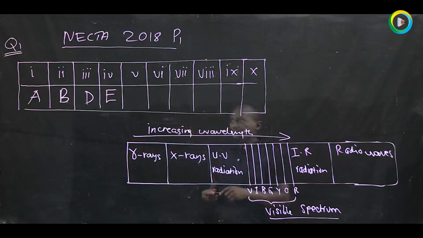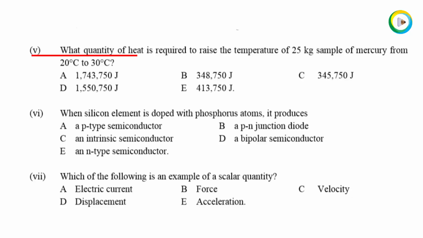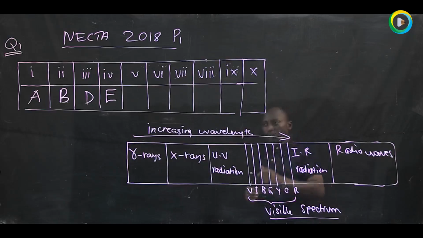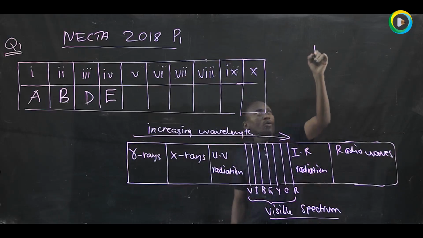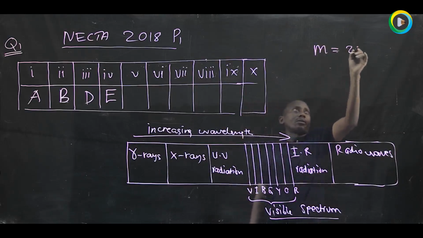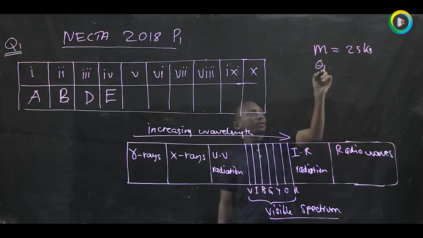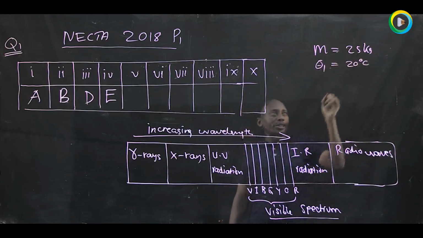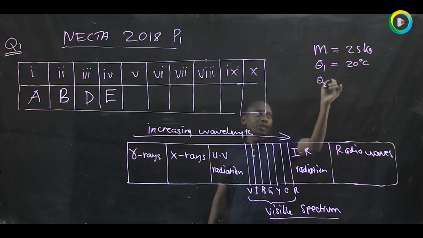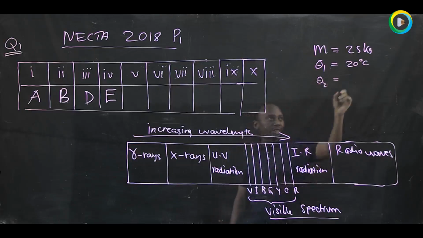We continue. Roman 5. What quantity of heat is required to raise the temperature of a 25 kilogram sample of mercury from 20 degrees centigrade to 30 degrees centigrade? Here we have mass. The mass is 25 kilogram of mercury. The initial temperature is 20 degrees centigrade. The final temperature is required to be 30 degrees centigrade.